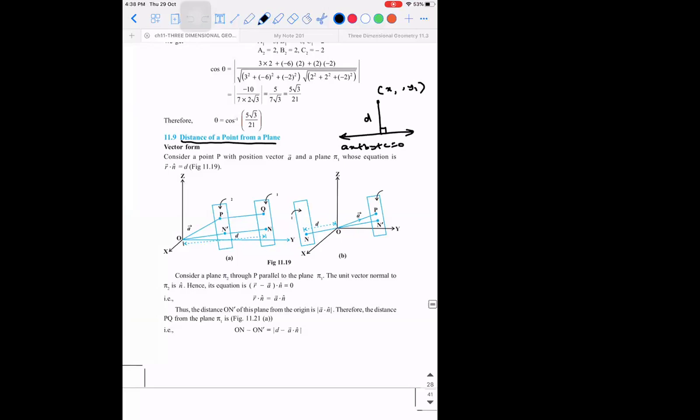So do you guys know the distance formula? It is (ax1 plus by1 plus c) by root of a square plus b square. Did you guys see this kind of a formula? At least tell me, have you seen it? Yes, sir. You have seen it, right?